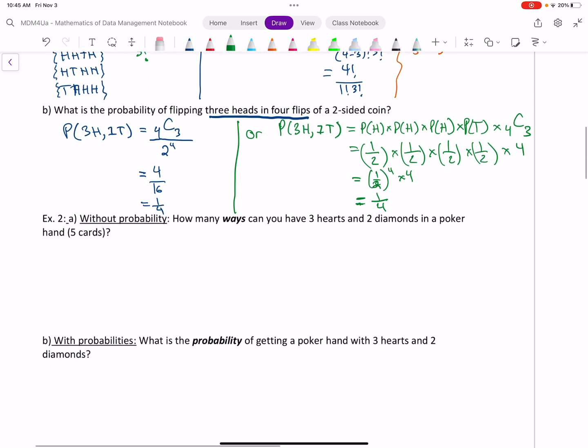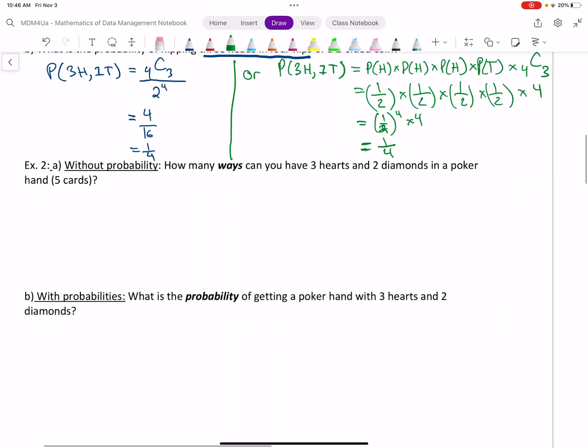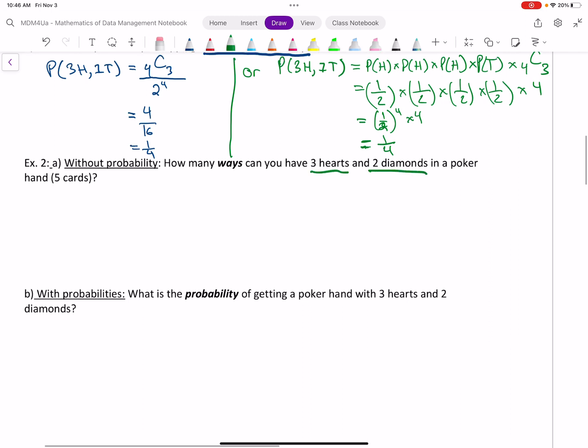Okay, other scenarios where we had combinations. So again, we're going to start without probability, and we had questions like this before. In how many ways can you have 3 hearts and 2 diamonds in a poker hand, which has 5 cards? So just the number of ways. Remember, it's a hand of cards. That means the order doesn't matter. Whereas in the previous lesson, we talked about if you had an ace and then a king and then a king, in that order, that's different. So in this hand, the order doesn't matter.